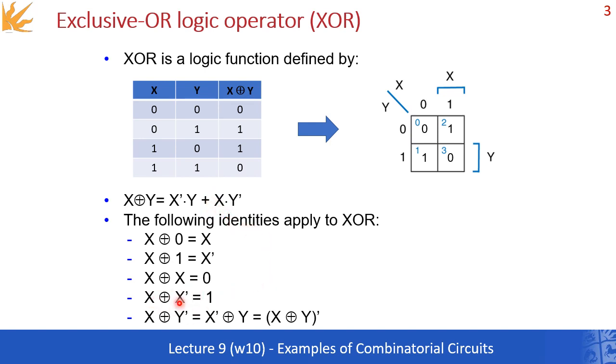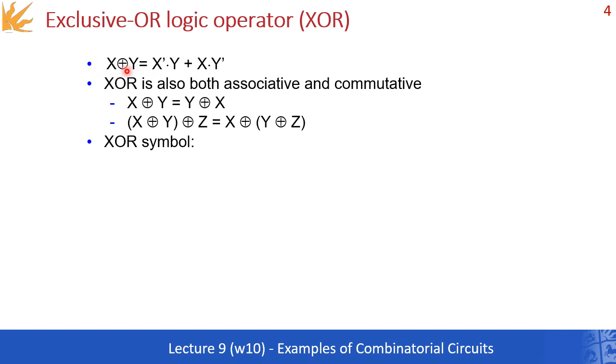x XOR x' always gives you 1, again for the same reason. Now we're focusing on the second and the third row from the truth table. And finally, x XOR y' gives you the same result as y' XOR y. And all that together is the same as the negation of x XOR y. So the definition of exclusive OR is quite easy to grasp, and XOR overall is a very useful logic operator. So again, remember that XOR is defined as we have it over here.